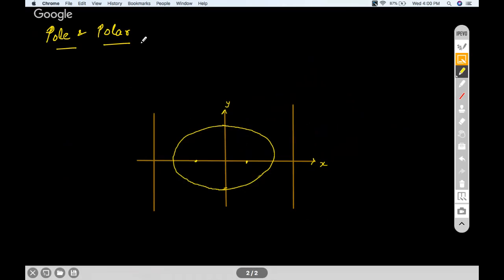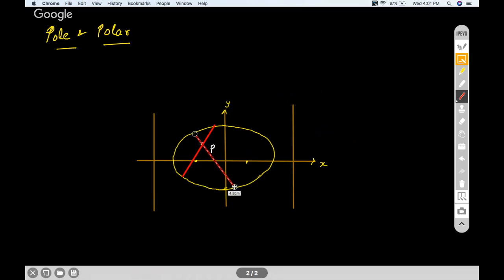So what is a pole and a polar concept? Let P be any point inside or outside an ellipse. It can be even on the ellipse. Let's say there's a point P inside the ellipse, and through this point P you are drawing many chords. Let's say I draw this chord through this, and again I draw another chord like this.